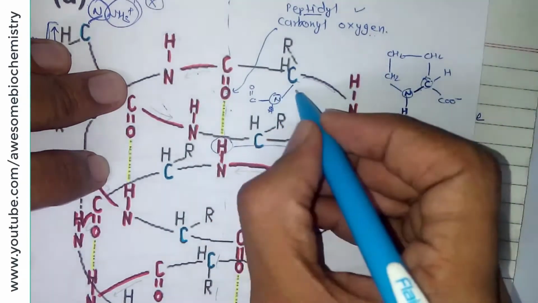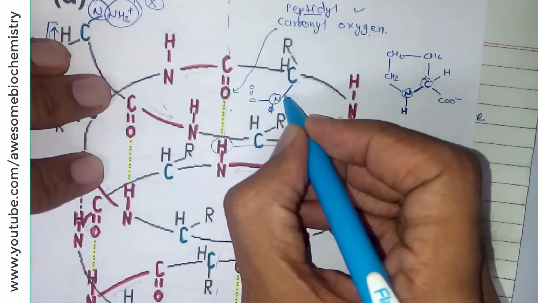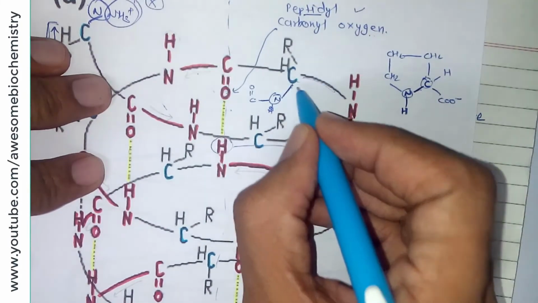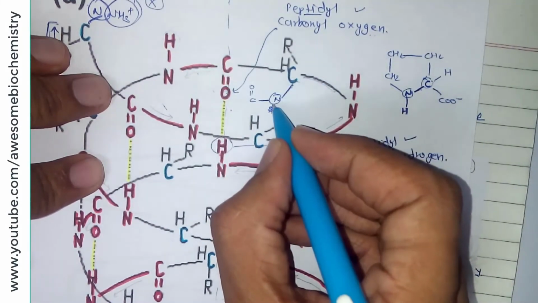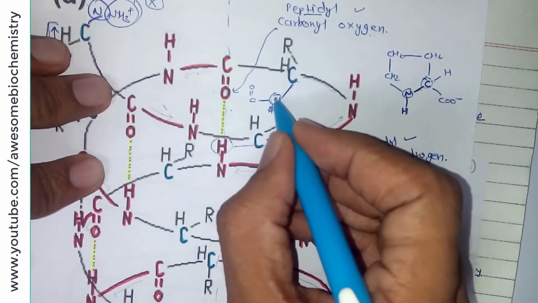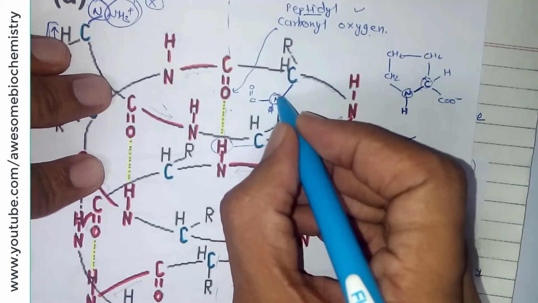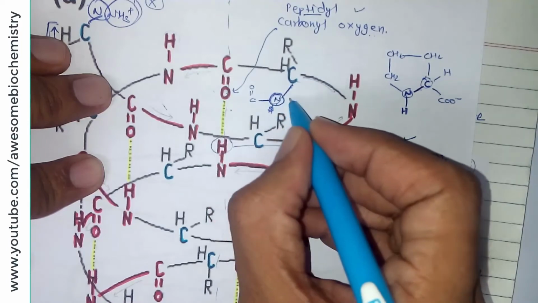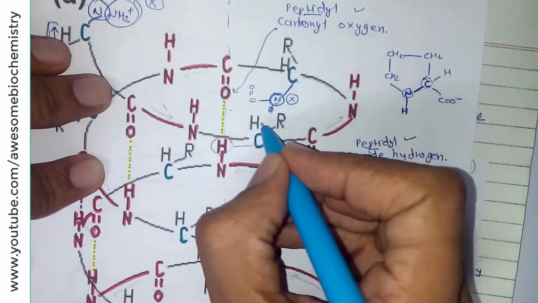First problem, there will be a sharp turn over here. So, it will disrupt this alpha helix, that is the first problem. Second problem, there is no hydrogen attached with this nitrogen. So, it is a lack of an amide group. So, what will happen? This nitrogen will not be able to make a hydrogen bond.